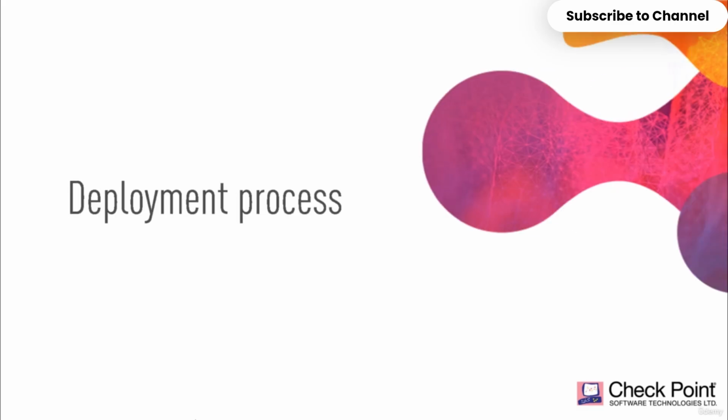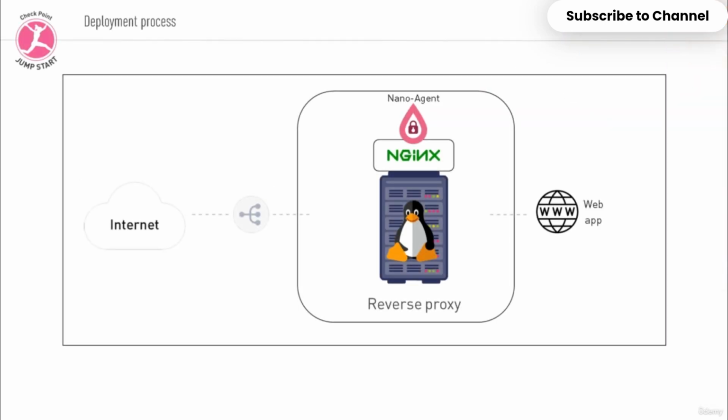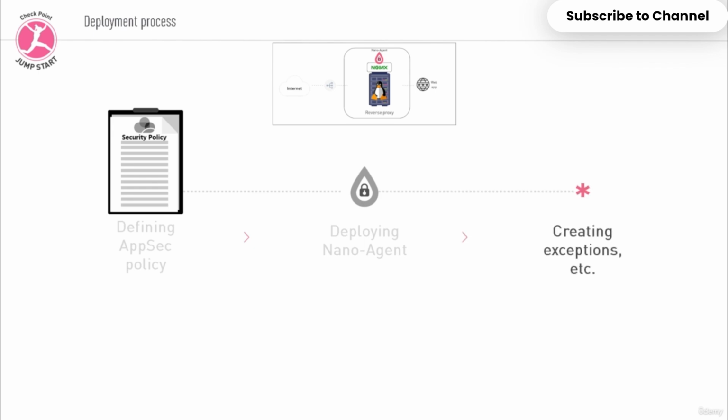Now, let's define the high-level deployment process of our chosen scenario, providing application security and API protection using an embedded Nano agent on top of a Linux machine running an NGINX reverse proxy. First, we define the AppSec policy. Then we deploy the Nano agent. And finally, we can create exceptions and additional definitions on the Infinity portal's end to accommodate any special requirements that go beyond the default settings.